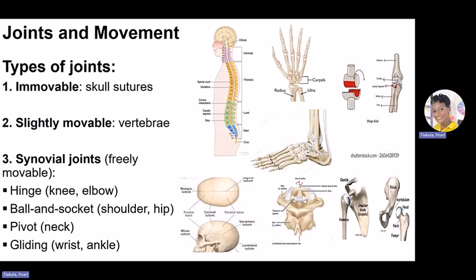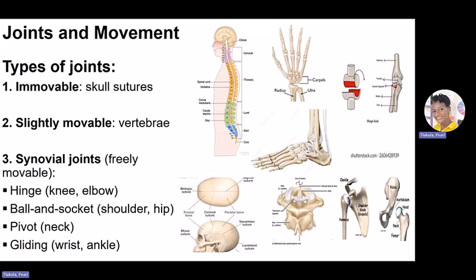These are the hinge, which are the knee and the elbow. That's why we are able to rotate them when we exercise. And then we have what we call the ball and sockets, which are on the shoulders and the hip as well. We have the pivot, the neck. That's why we are able to turn our neck. And the gliding, which are the wrist and the ankles. So these are movable bones.